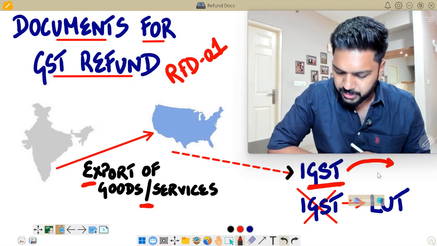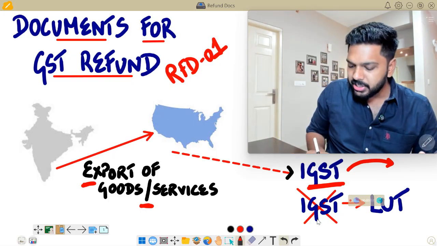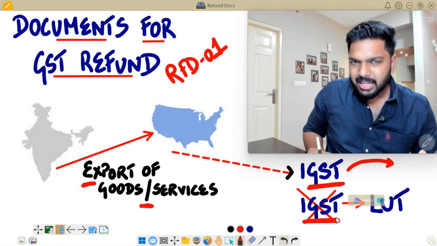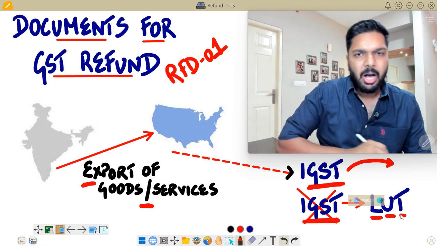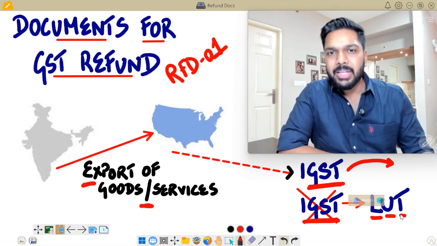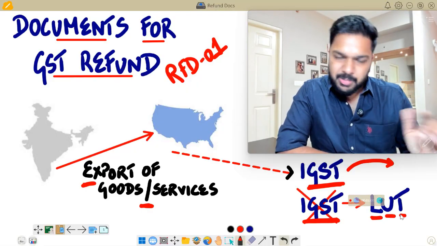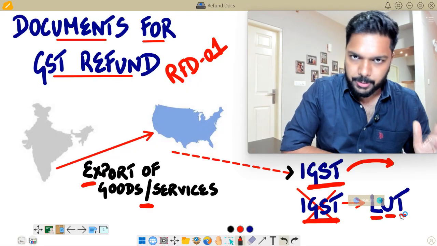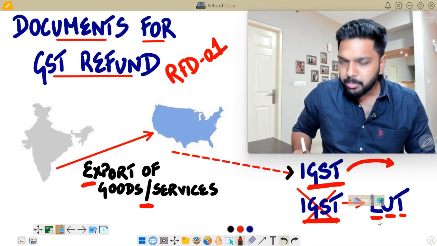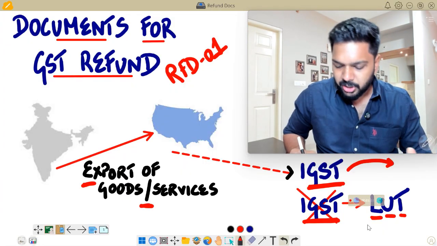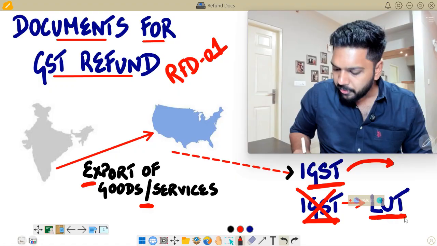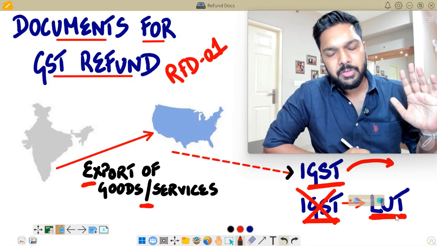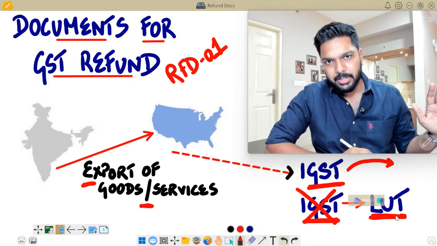The second type of exporters are those who are involved in the export of goods or services or both, but do not pay any upfront IGST in the beginning. They will file an LUT called a letter of undertaking, like a bond with the government, stating that in case some problem happens with respect to the exports, they will pay GST in future. So if an LUT is filed before export takes place, then you need not pay any IGST. Under the cover of an LUT, you can export out goods or services or both without payment of any GST.